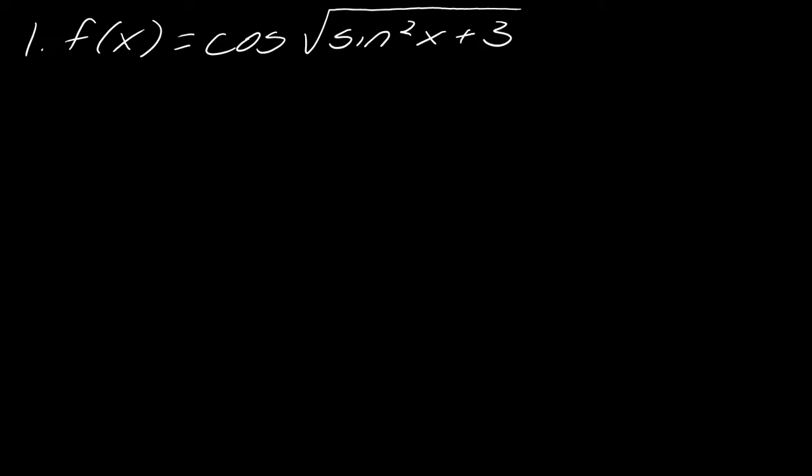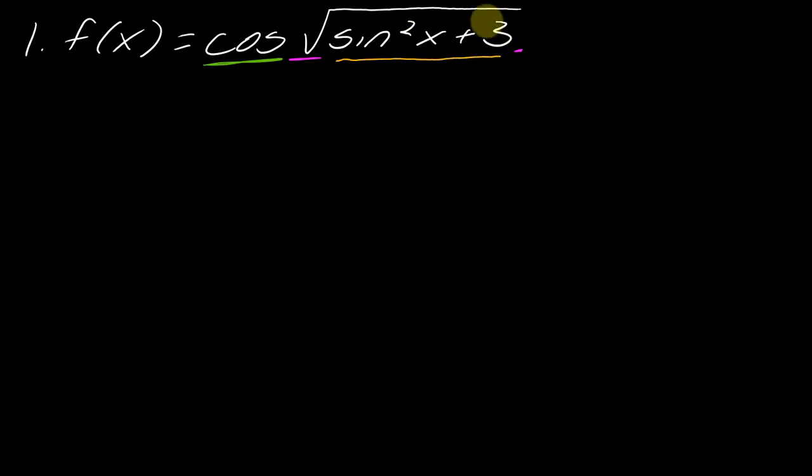And so to take the derivative of this first problem, we've got to use the chain rule. And we're going to use the chain rule in a couple different ways. So the first thing that you want to do with the chain rule is you just want to recognize where are all of your different functions, how are they being composed. So the outermost function is this cosine function. The next function is this square root function. And then the next one in after that is this sine squared x plus 3.